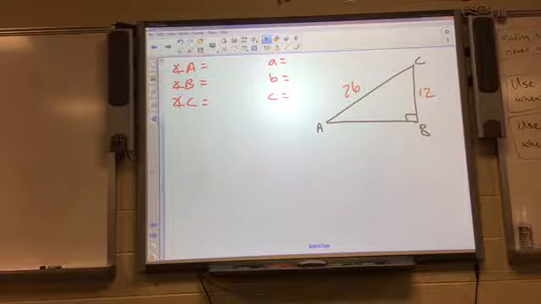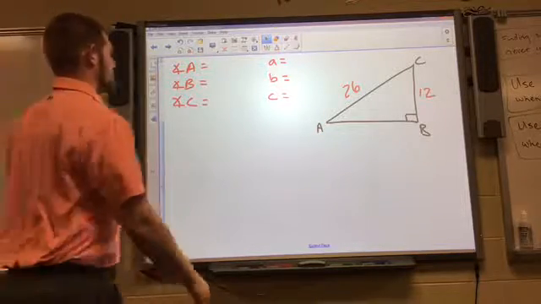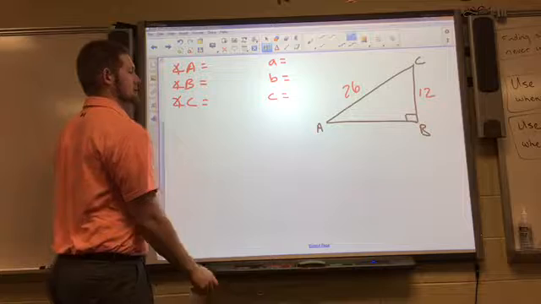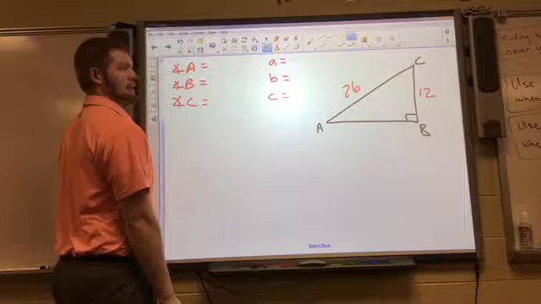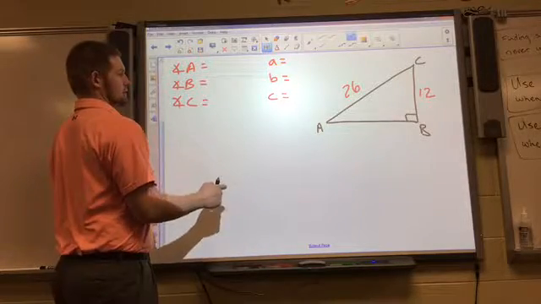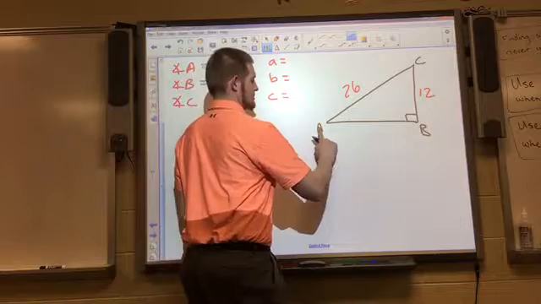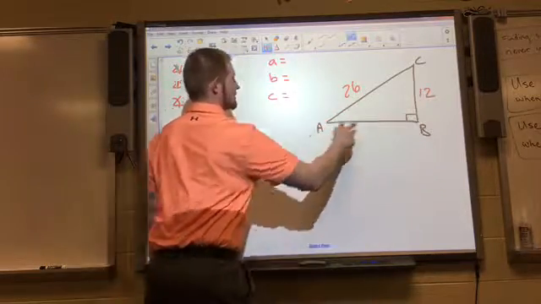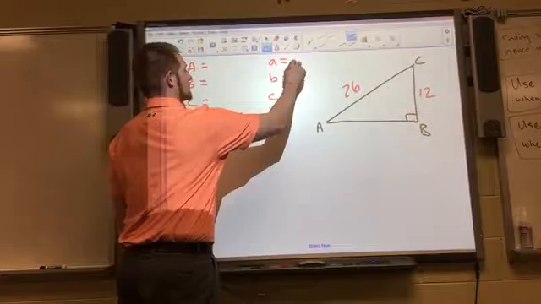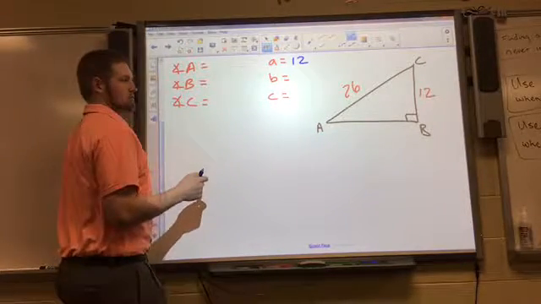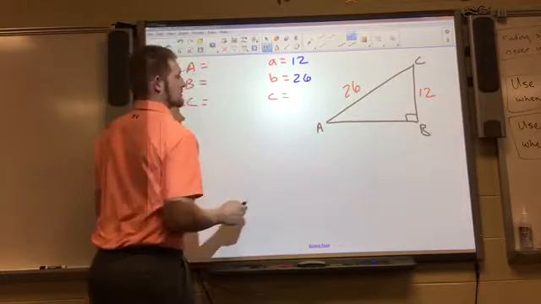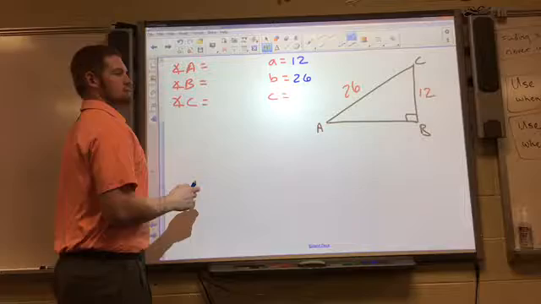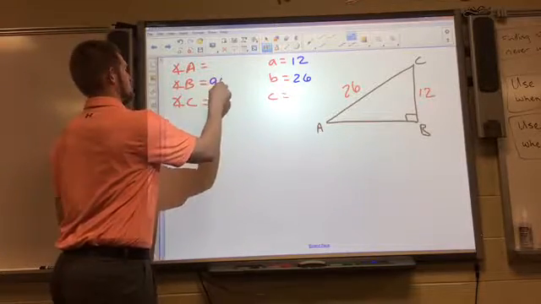Okay. Are there some of those things that we already know? Yeah, Lainey, give me one. Side A is what? It's always opposite. So opposite of angle A is side A. So side A is actually 12. Okay, what else? 26 is side B. And then what else do I know? Angle B is 90 degrees.